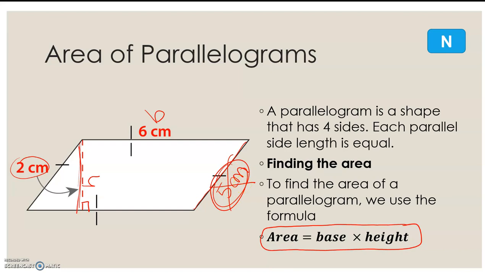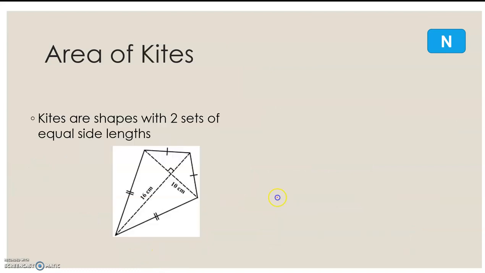All right. So a parallelogram is a shape that has 4 sides. Each parallel side length is equal. So in this case, the area of this parallelogram would be, base is 6 centimeters times 2. So therefore, it is 12 centimeters squared.